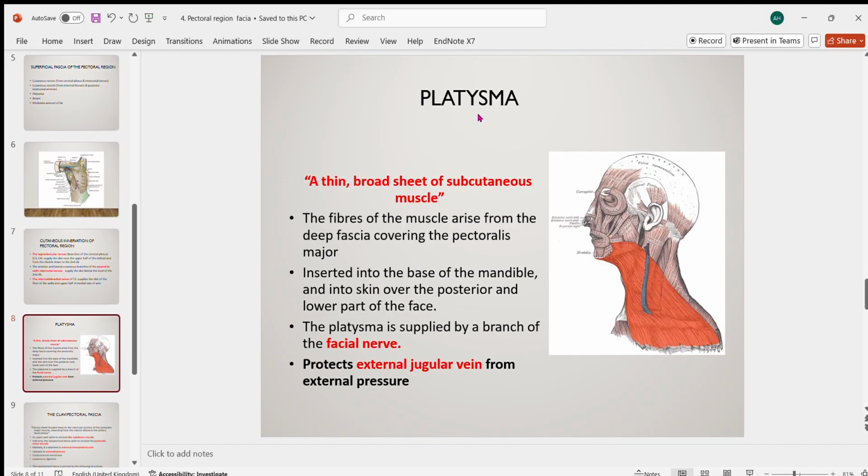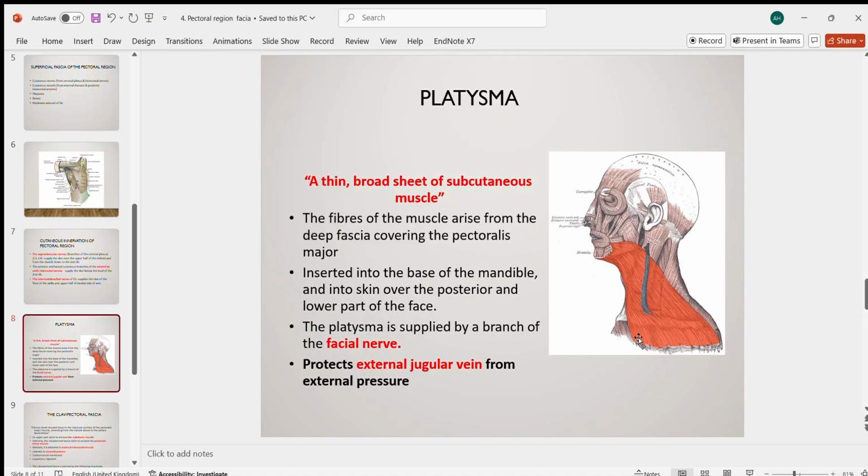Now coming to platysma. What is platysma? Platysma is a subcutaneous muscle. It is a thin broad sheet of subcutaneous muscle. Its fibers arise from the fascia which is covering the pectoralis major muscle here. So the pectoral fascia is the origin of platysma, and it is inserted above at the level of the base of the mandible and skin of the face.